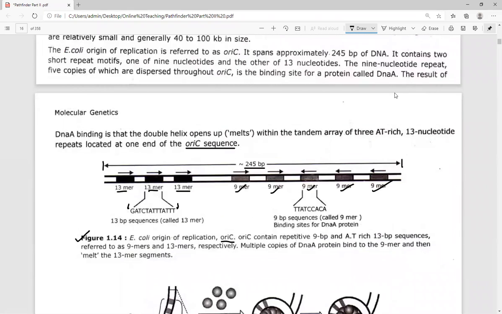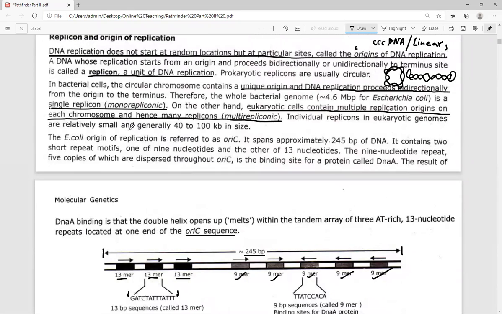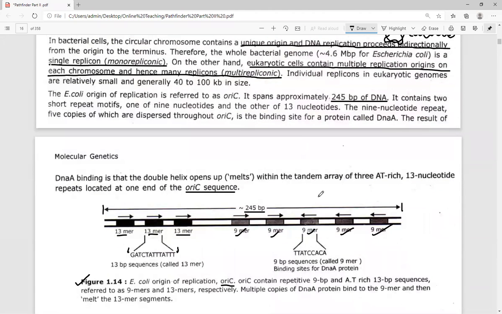An individual replicon in a eukaryotic genome is usually smaller, generally about 40 to 100 kilobase pairs in size, whereas the individual replicon in a prokaryote such as E. coli is much longer. It is approximately 245 base pairs of DNA long. This 245 base pair region in E. coli consists of 9-mer and 13-mer regions.